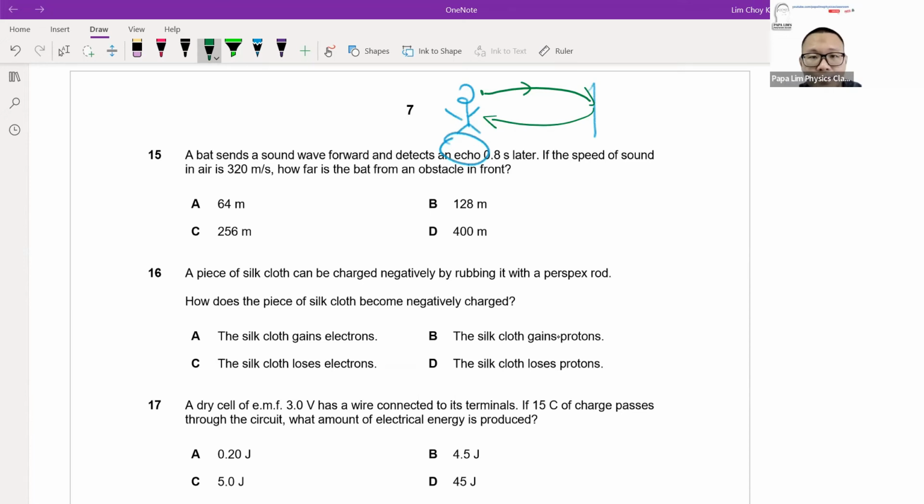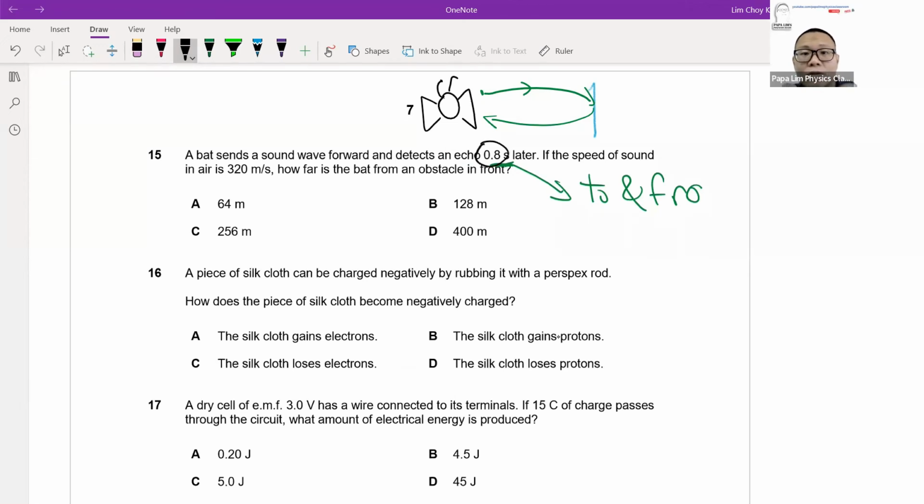So 0.8 second later here is for where? To and fro, from the obstacle to the object itself. So here we look at a bat. Maybe I don't use the person here, so let's say I use the bat. Oh man, I can't draw a bat. Let's draw a bat. Is this a bat? I'll say this is a bat. So I send an echo, I detect it 0.8 second later. So it's 2 trips.